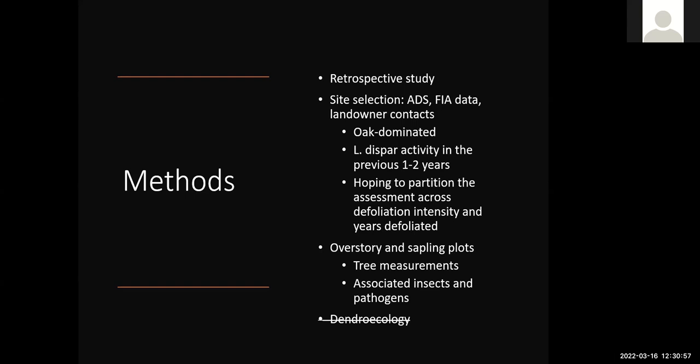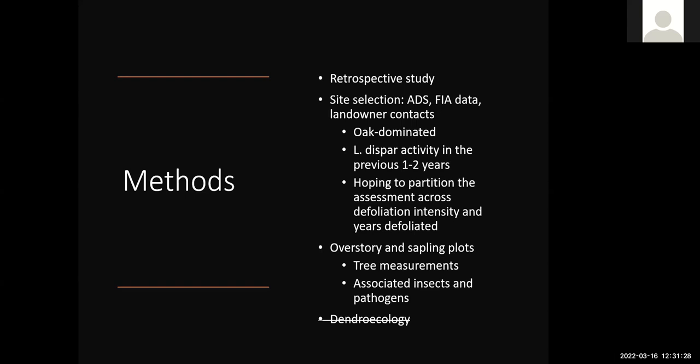I still think we got a lot of good data and information, but not knowing what the conditions were during defoliation limited what we can do with this. For site selection, we focused only on state lands just because we wanted to cover a lot of area and get into a lot of stands, and it would have been difficult for us or our state partners to track down landowners. So we just worked with our state partners to work on state lands.